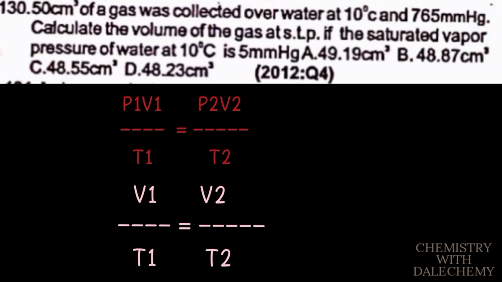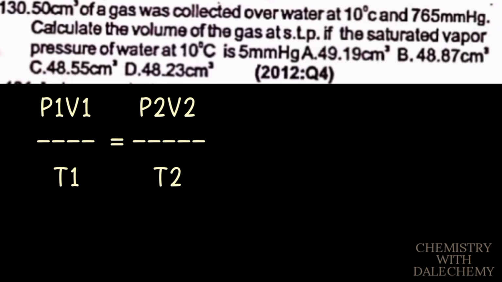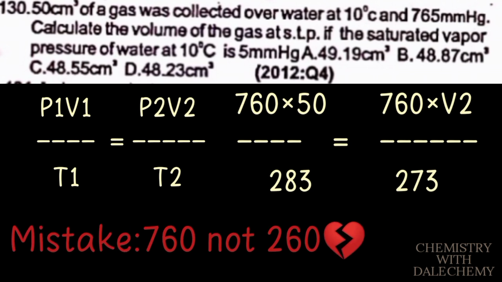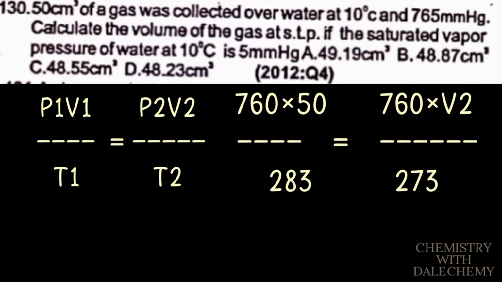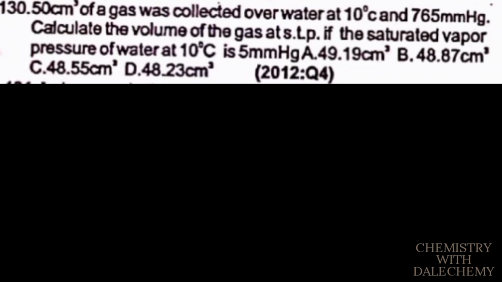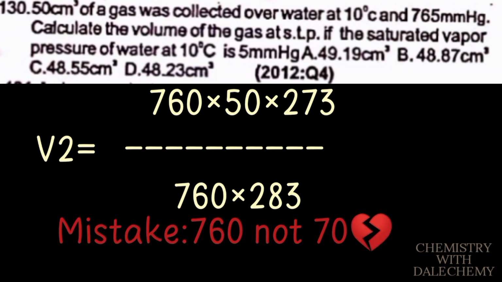So you can still decide to use the general gas equation and get P1 V1 over T1 is equal to P2 V2 over T2, which will give you 260 times 50 divided by 283, which is equal to 760 times V2 divided by 273. Then when you make V2 the subject of the formula, you get 760 multiplied by 50 multiplied by 273 divided by 70 multiplied by 283.